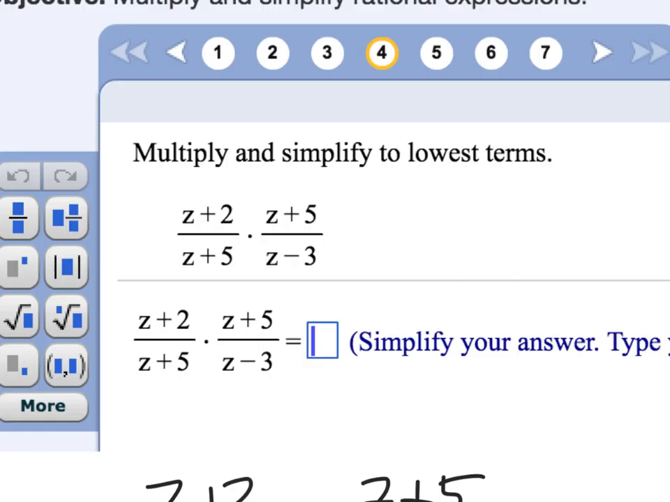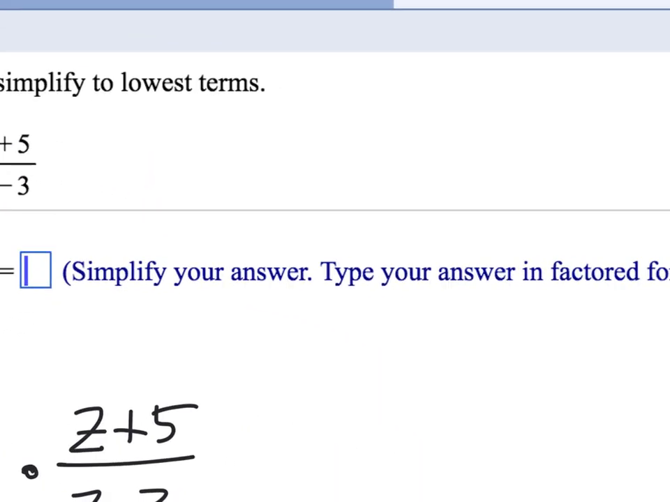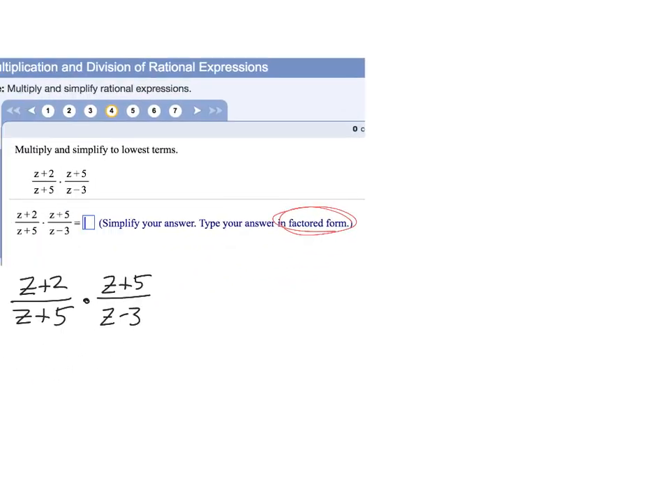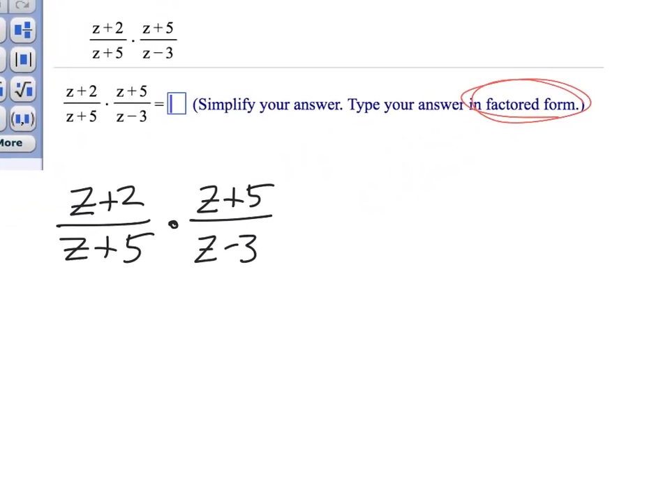All right, for this question, the same directions. It says multiply and simplify to the lowest terms. Now the key is they do want us to leave our answer in factored form. All right, so what does all that mean? Here's our problem. We've got this fraction being multiplied by this fraction.